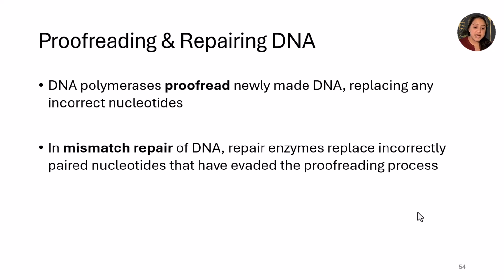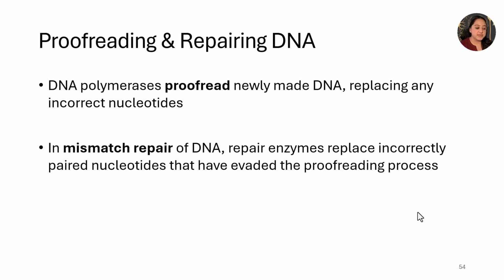So most of the time, this is really good. This is fairly accurate, and we'll talk about that in a second. But there can be mistakes made. So the DNA polymerases proofread the newly made DNA and replace any incorrect nucleotides. Say there's an A, and even though it's supposed to be a T, maybe accidentally there's a G or a C. The DNA polymerases will proofread, take out any incorrect nucleotides, and then replace them. That is the first line of defense, the proofreading.